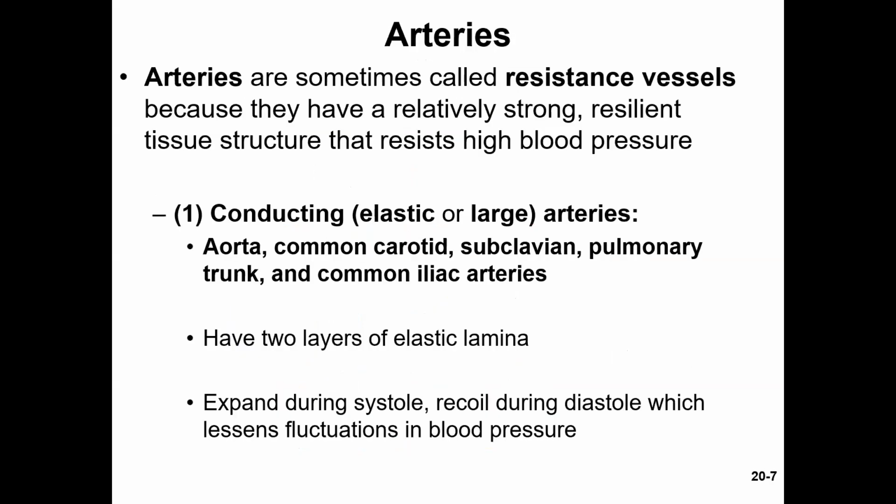So let's talk about the arteries. Arteries are sometimes called resistance vessels because they have a relatively strong, resilient tissue structure that resists high blood pressure. Conducting arteries, these are elastic or large, are the aorta, the common carotid, the subclavian, the pulmonary trunk, and common iliac arteries. They have 2 layers of elastic lamina. These expand during systole, they recoil during diastole, which lessens fluctuations in blood pressure.